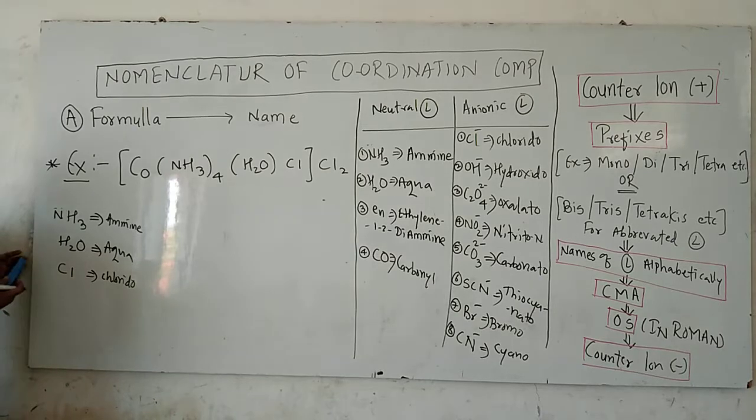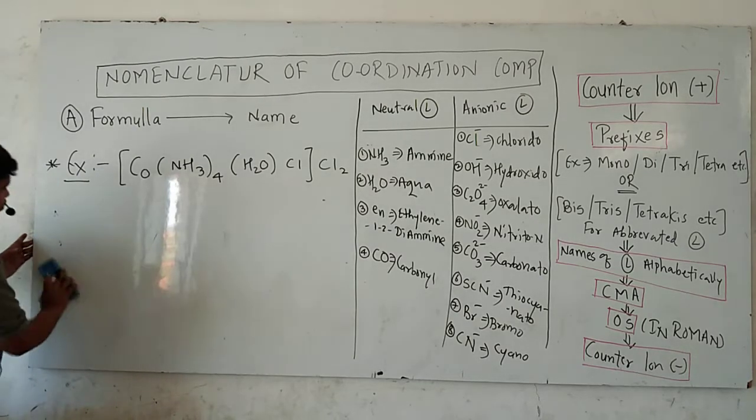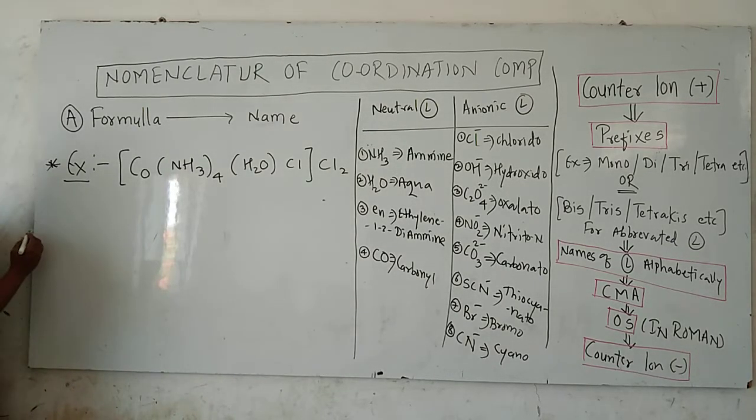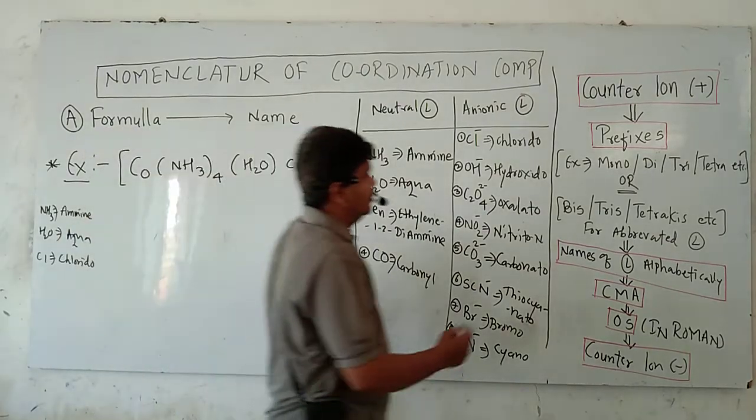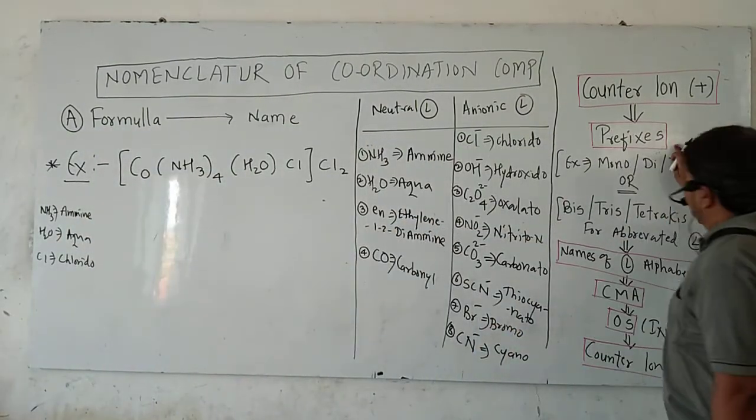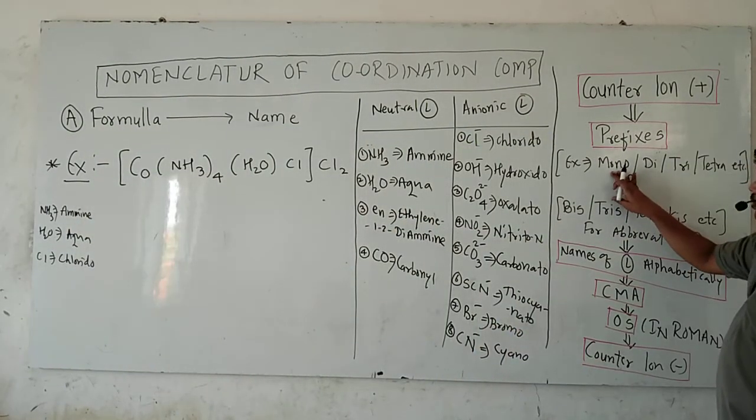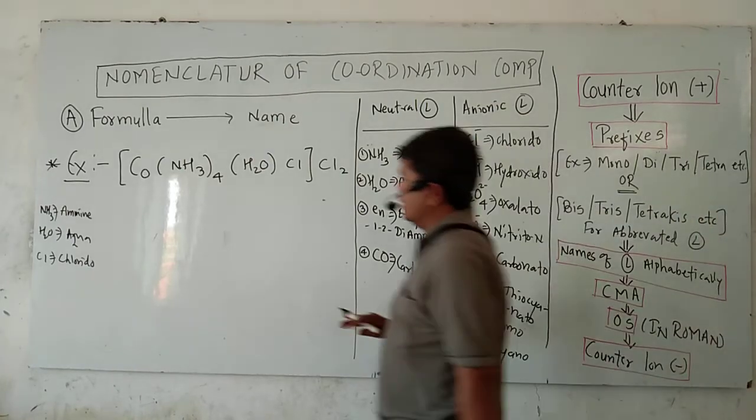Now I will write this side, so there will be some place to write the names. NH3 means amine. Then H2O means aqua. And Cl means chlorido. Okay. Now, what we have to write? First, we have to write the prefixes according to the number of ligands: mono, di, tri, tetra, etc.